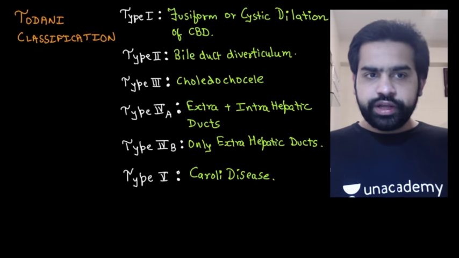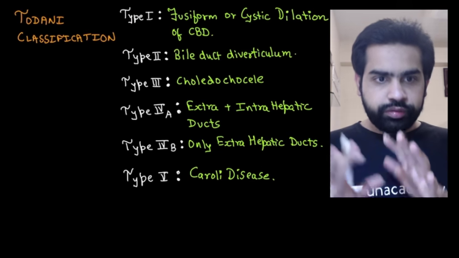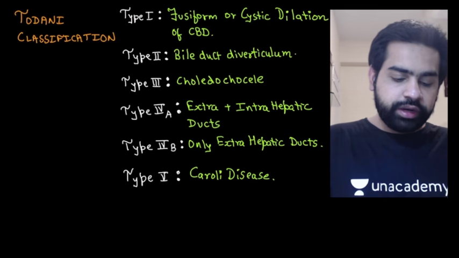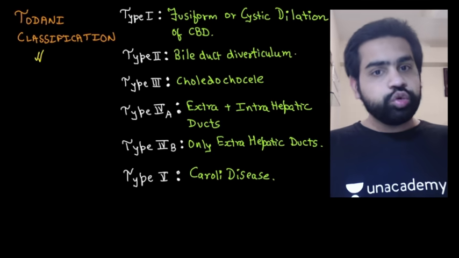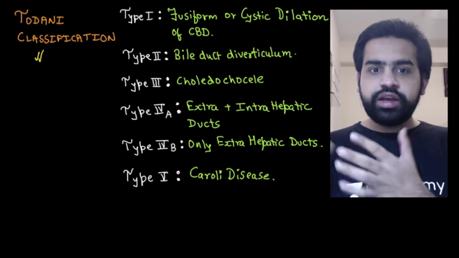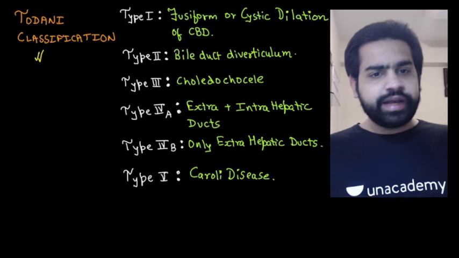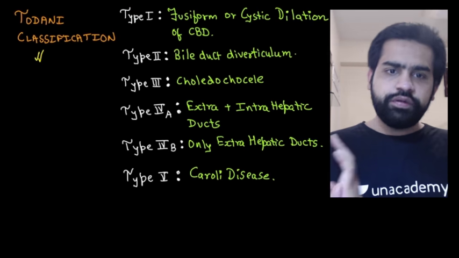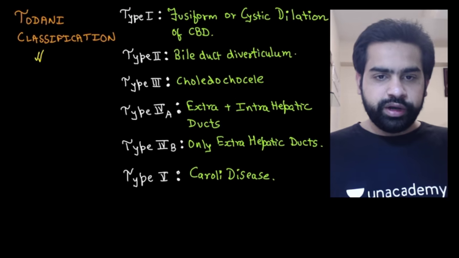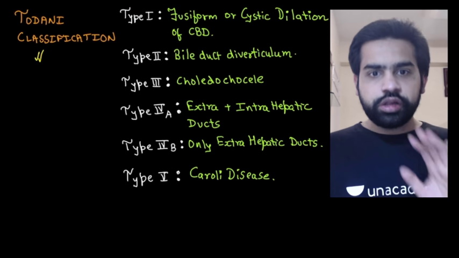Now there are various types of choledochal cysts, so we divide them into 5 types based on a classification called the Todani classification. Earlier there was an Alonso-Lej classification. This Todani classification is a modified version of that, and this is what we follow nowadays. So let us walk you through it. It divides the choledochal cyst into 5 types.